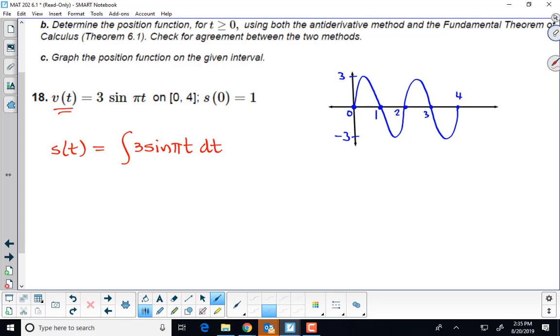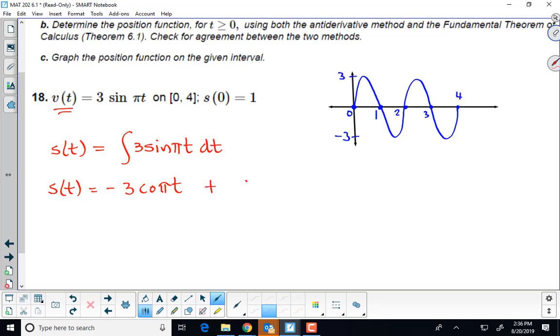And when we integrate this, I don't put limits on this, no limits, just an antiderivative, not a definite integral. So this is an indefinite integral. We don't put limits on it. And let's see what happens. So we get S of t is equal to the integral of the sine function, negative cosine. So negative 3 cosine of pi t. And then there's definitely going to be a plus c.